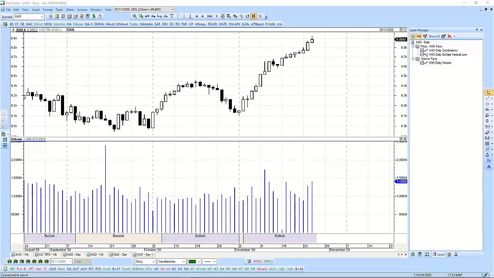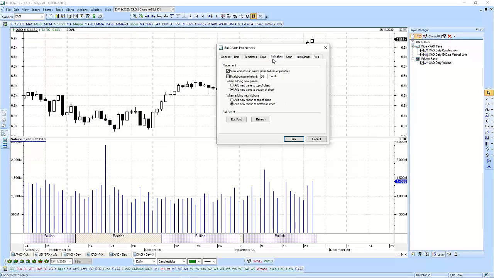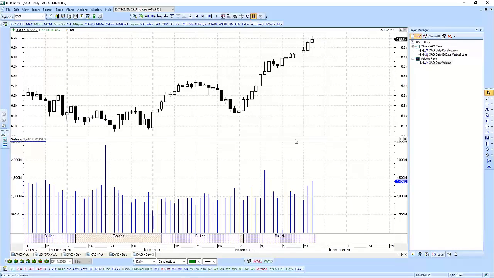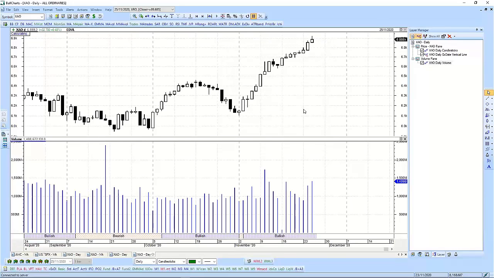So if you like wider ribbons, you can do that. I like mine at 18. Not sure if that's the standard default value, but that's where mine is at the moment. So that's how you apply a ribbon.